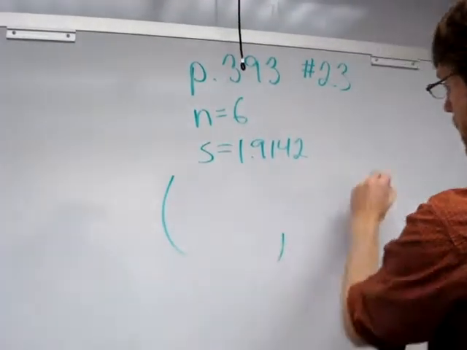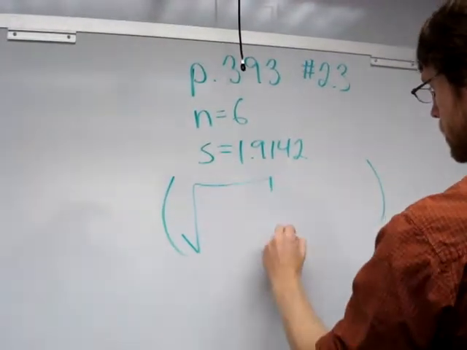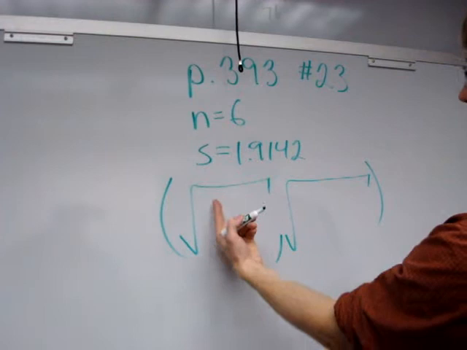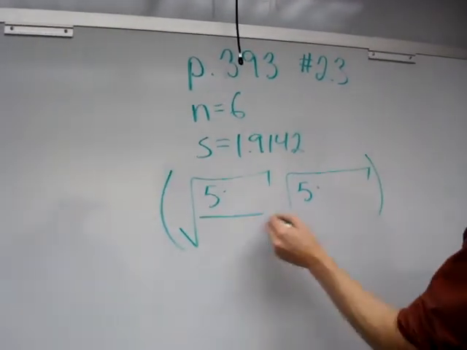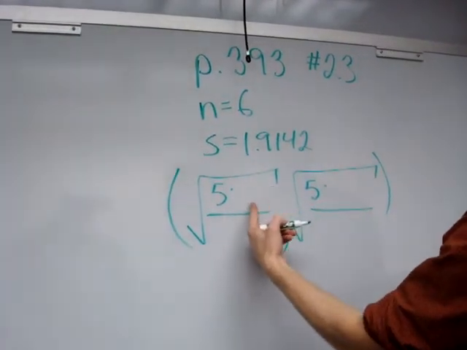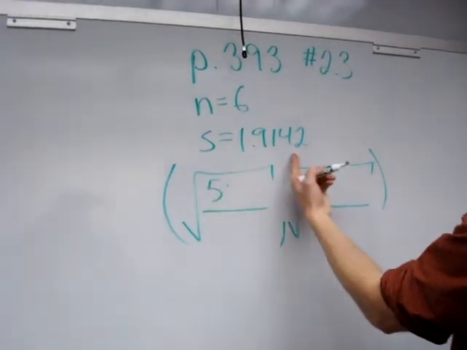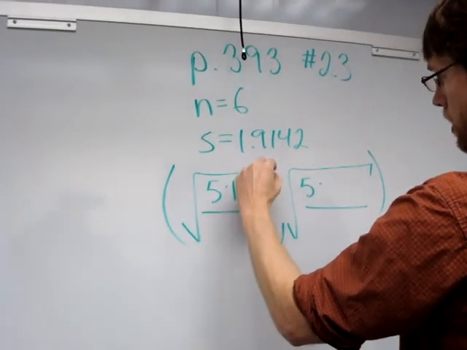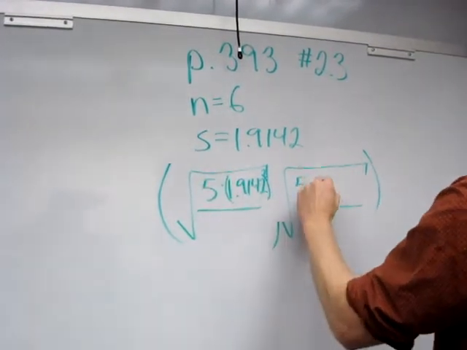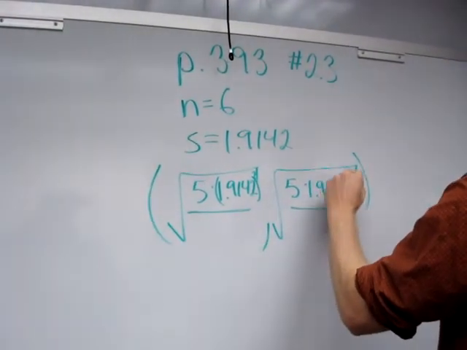And keep in mind, when you do one of these, it's going to look like this. So we're going to have n minus 1 here, and here. Here, we're going to have the sample variance. This is the sample standard deviation, and you want the sample variance. So 1.9142 squared.